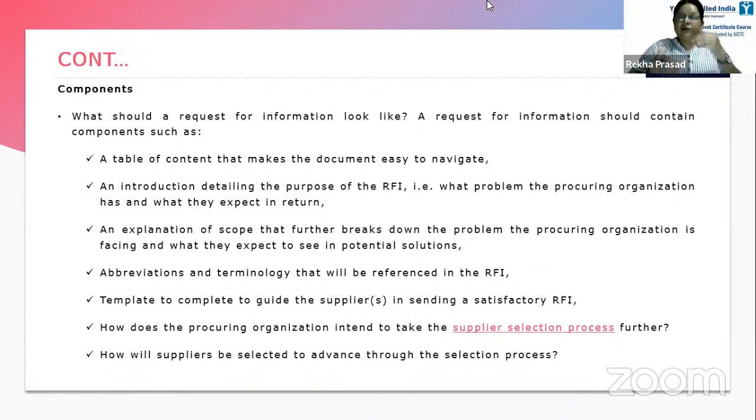So once you have gone through this process with several shortlisted suppliers, then you can pinpoint on someone who will be the best supplier for you.